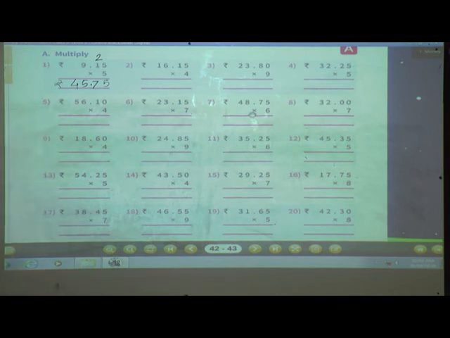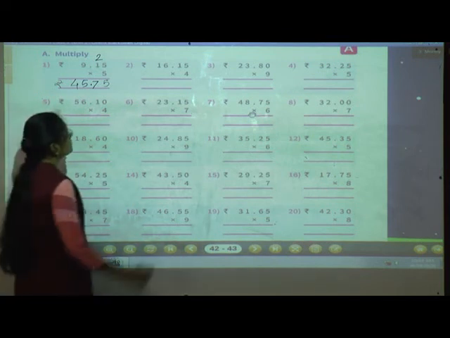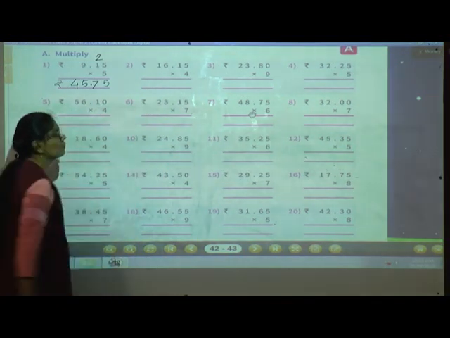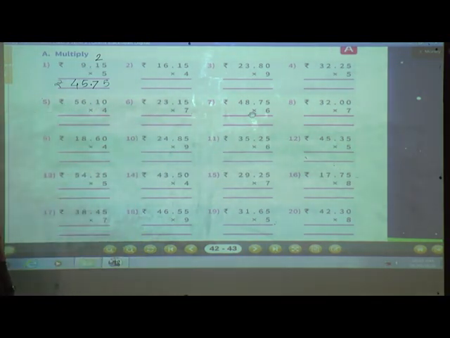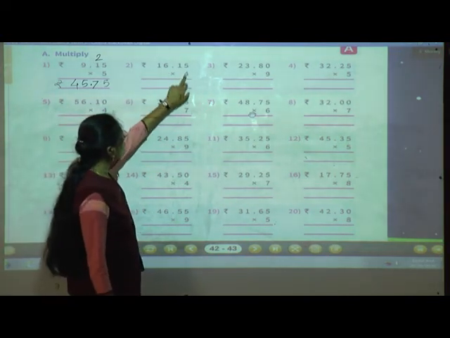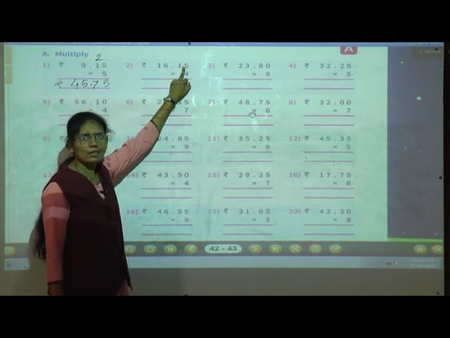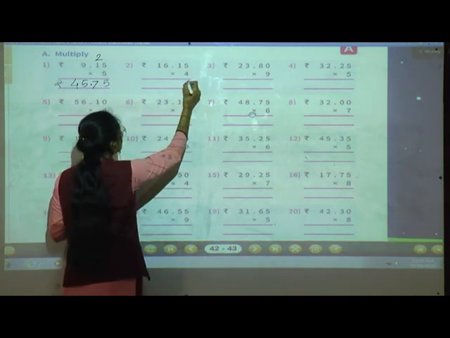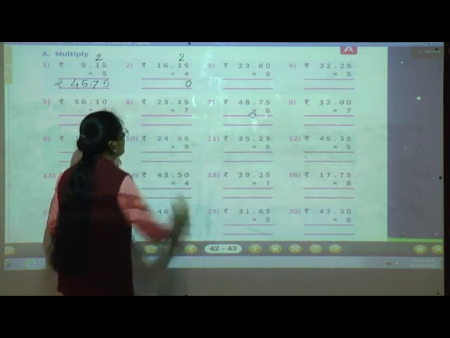45.75. Clear? Okay. Now we'll move to the second example. See here, rupees 16.15 into 4. Now start from the ones place. Here 4 into 5. 4 5s are 20. So here we'll write 0 and 2 as a carry.